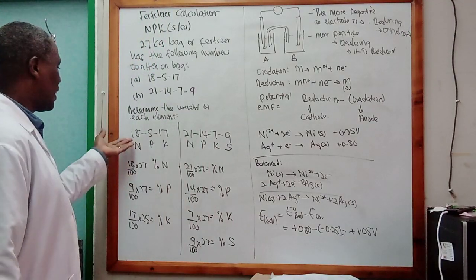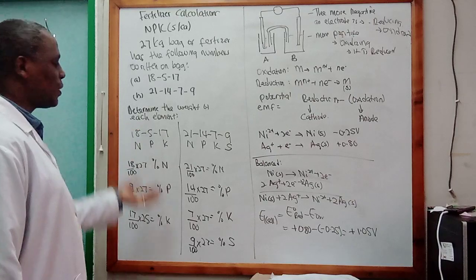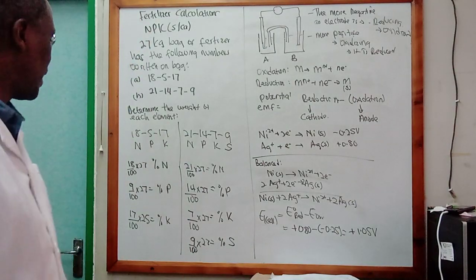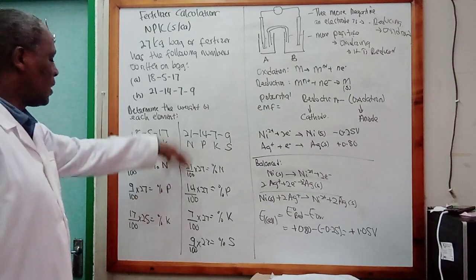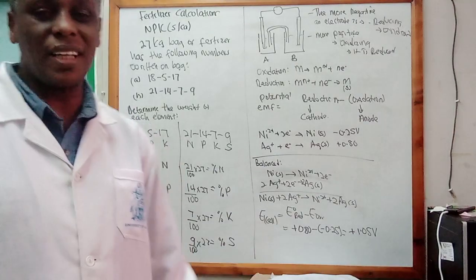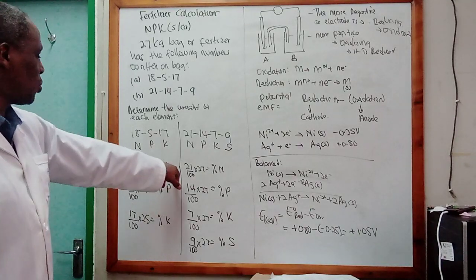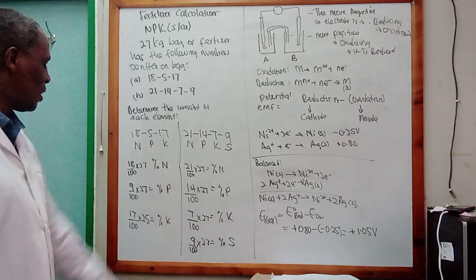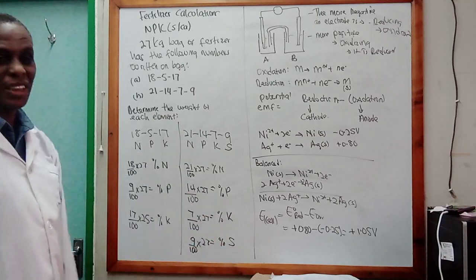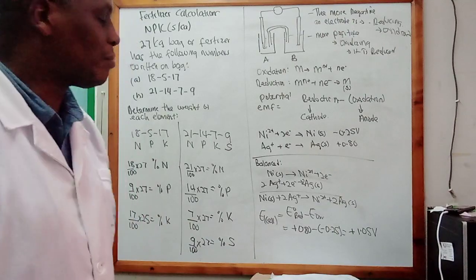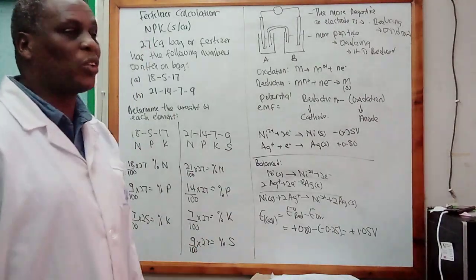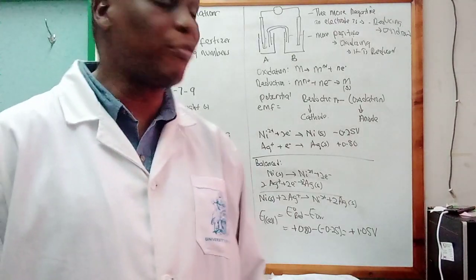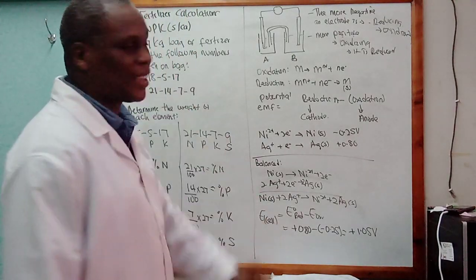If you are told to determine the percentage of all the elements, the first one is 18 over 100 times the weight of the bag. So you'll be able to determine that percentage, the one for the phosphorus, the one for the potassium, and the same for this one. This one has four figures, and you'll see that the addition of those figures is not going to give you exactly the weight, like in that case 27.